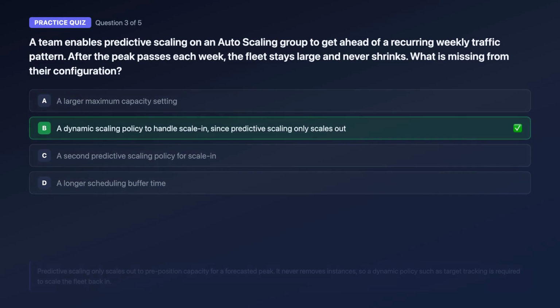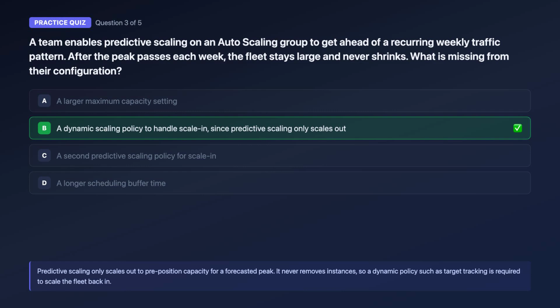This one is B. Predictive scaling only ever scales out. It prepositions capacity for the forecasted peak, but never removes it. You always pair it with a dynamic policy, usually target tracking, to trend the fleet back down once demand falls off.